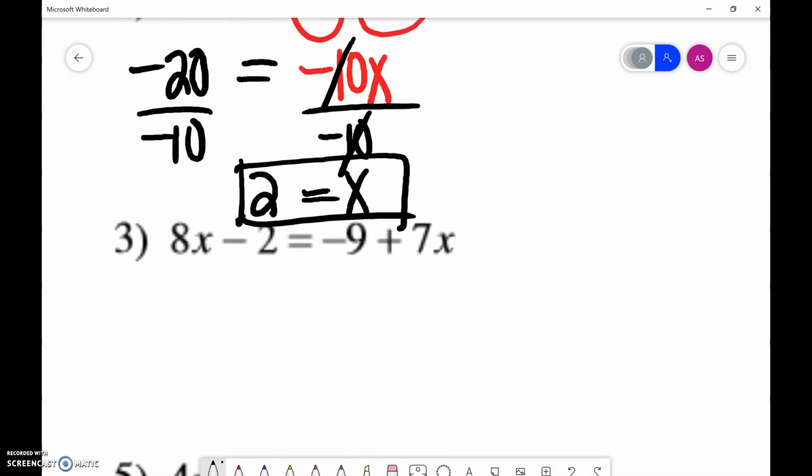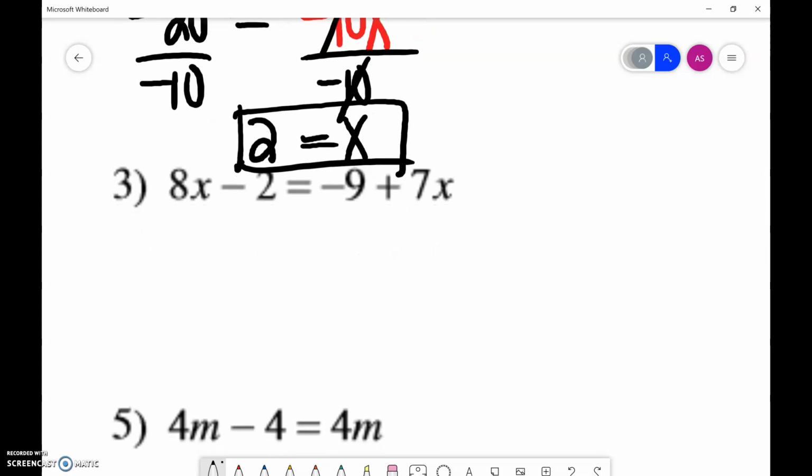All right, now my next problem. Remember, this is a problem that has variables on both sides. So you may want to add 2 first. You may want to add 9 first. Or you may want to subtract 7x, okay? It depends on how you see this problem. It's no one correct way.